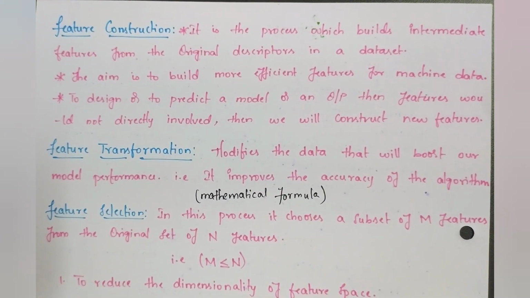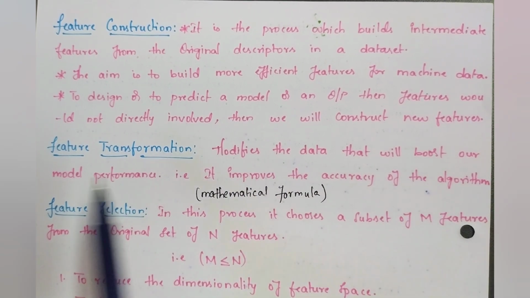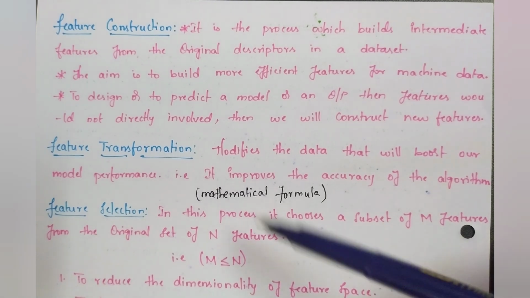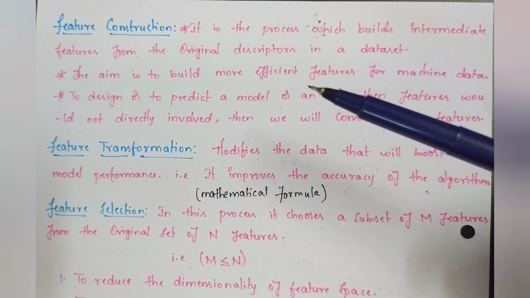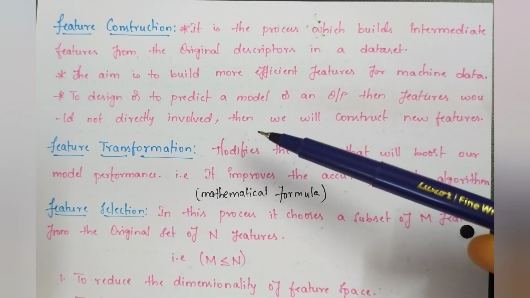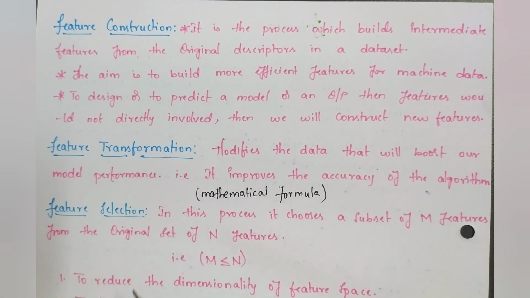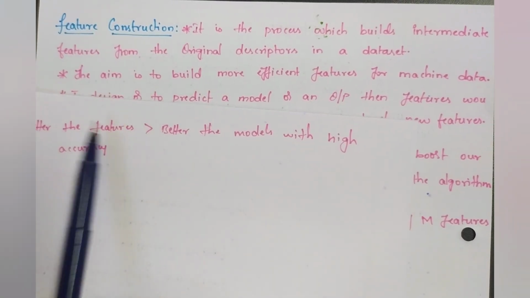Now getting into feature transformation. Feature transformation means modifying the data so that it will boost our model performance. The modification here is that we apply some mathematical formula to the particular feature. That transforms the values into ones that are useful for further analysis and predictions. That is known as feature transformation, and it improves the accuracy of the algorithm. Again, the point to be noted.